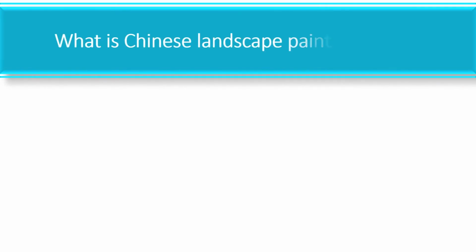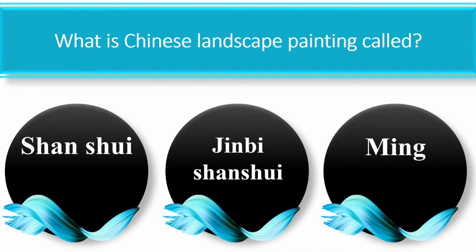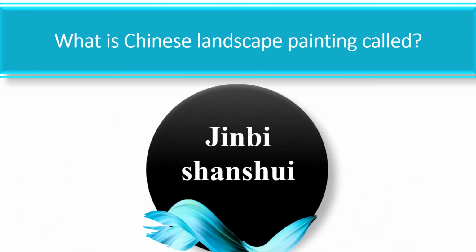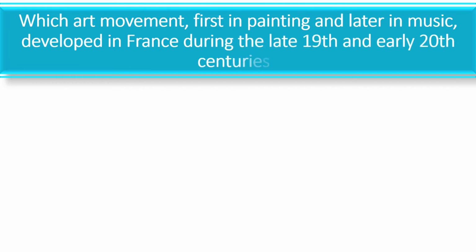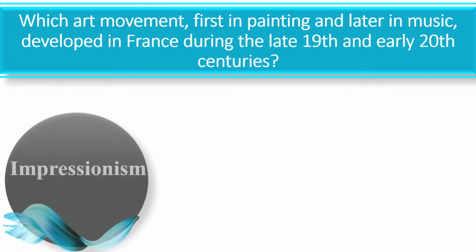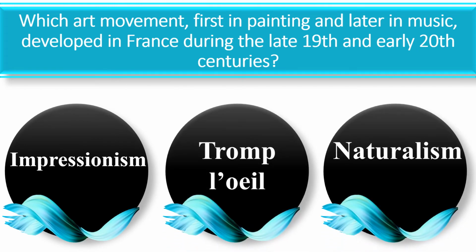What is Chinese landscape painting called? Shanshui. Jinbi Shanshui. Ming. Jinbi Shanshui. Which art movement, first in painting and later in music, developed in France during the late 19th and early 20th centuries? Impressionism. Trompe-l'oeil. Naturalism. Impressionism.